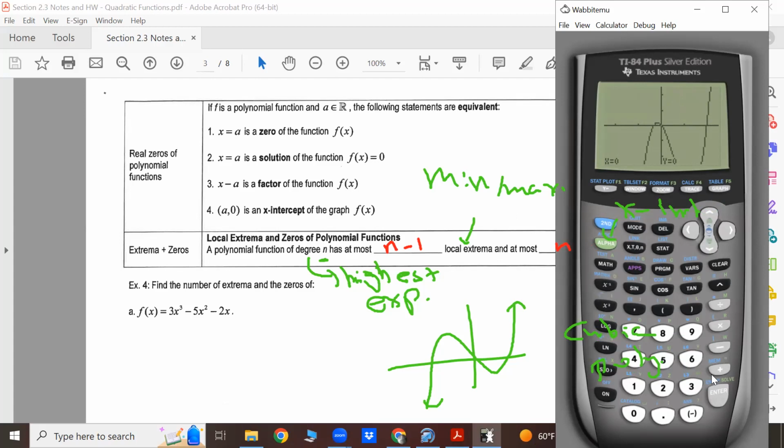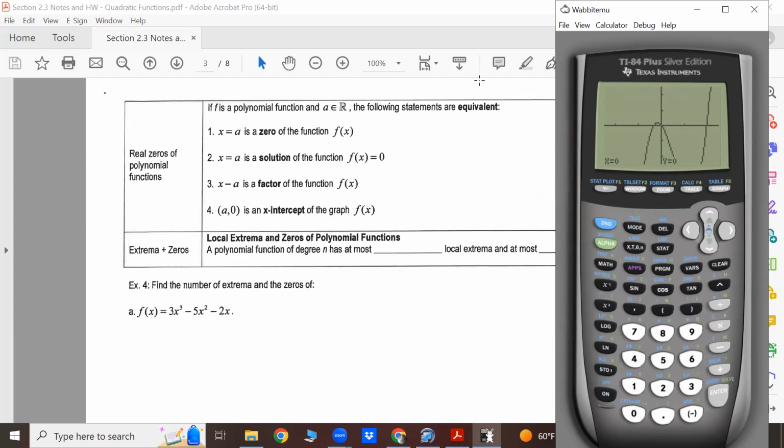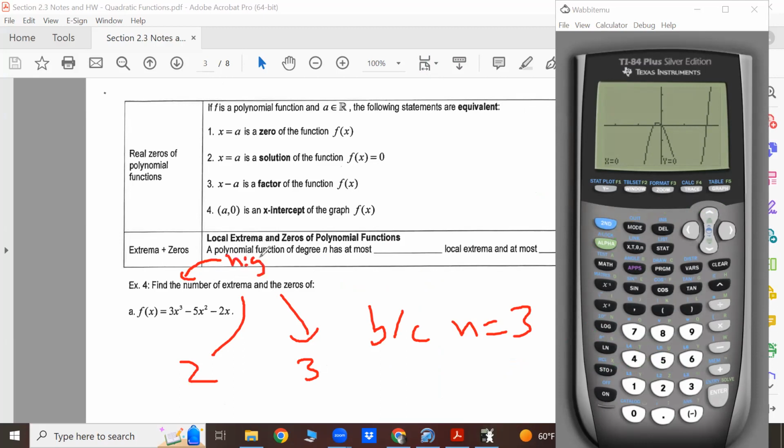There is a possibility that it may not touch the x-axis 3 times. It could touch just once. That could happen. We'll talk about that. But in this case here, find the number of extrema and zeros, 3 and 2, and that's because n equals 3. And actually, this question should be rephrased. Find the highest possible number of extrema and zeros. That should have been snuck in before the word number.